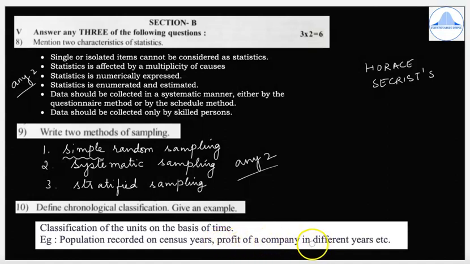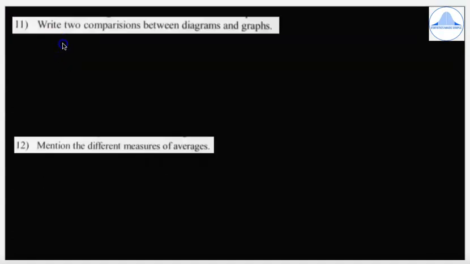So either you can write the example in the form of a sentence, or you can even draw a table for different years and then mention what are the profits of the company in those different years. Or you can take different states, and then you can record the amount of rainfall every month in these different states. That will be an example for chronological classification. The 11th question, write 2 comparisons between diagrams and graphs.